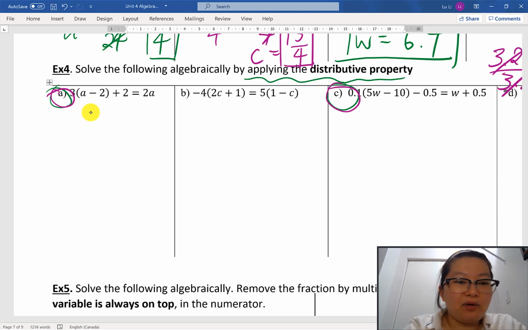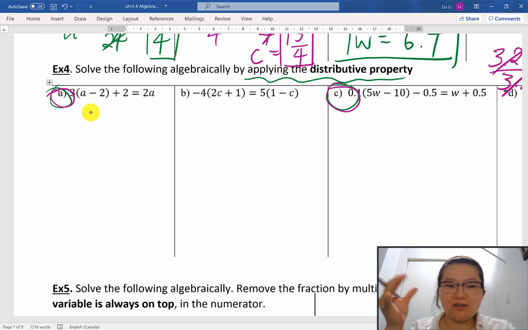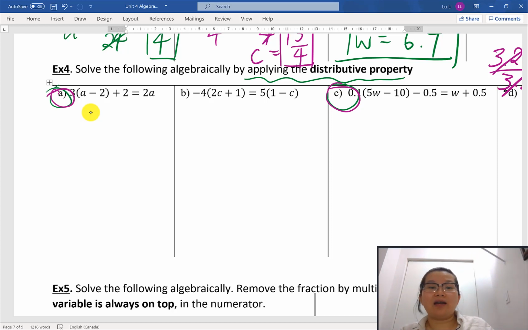I have 3 in brackets a minus 2, plus 2, equals 2a. So you might be thinking, if I want to get the a, can't I just divide 3 to everything? You could. It's not wrong. It will just give you more trouble because you'll end up with fractions, and that's not fun. If you don't want to deal with fractions, the easiest way is to get the a outside the bracket so you can combine it with the other a's in the rest of the equation. So let's get the a out of the brackets by using distributive property.